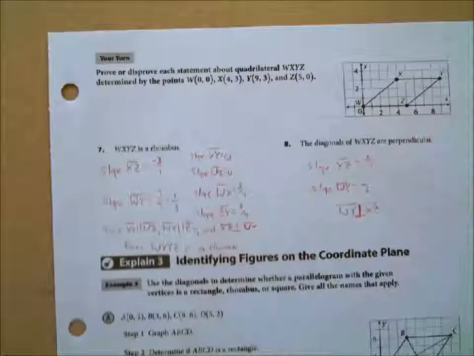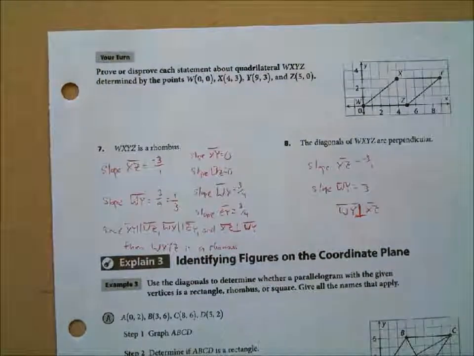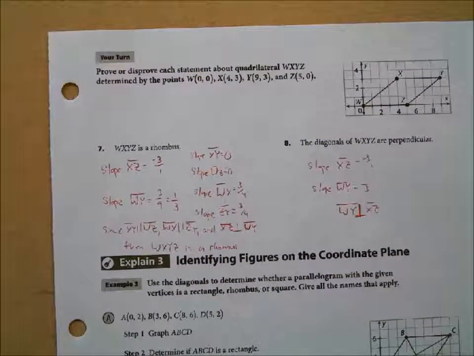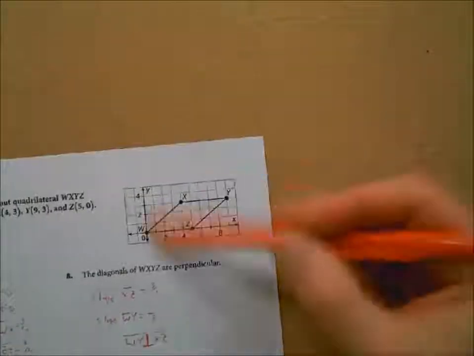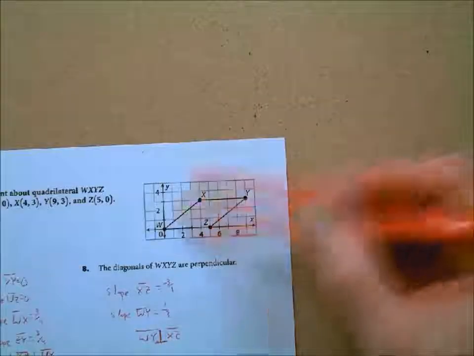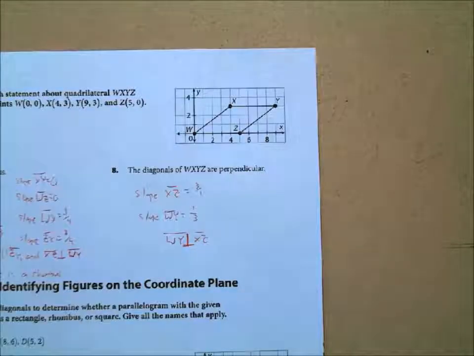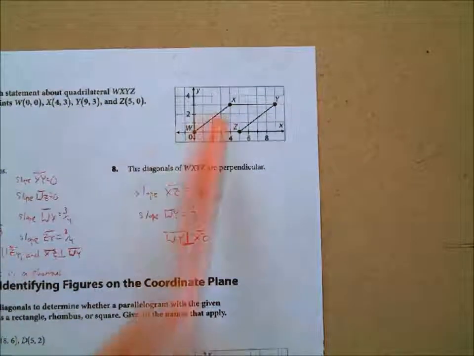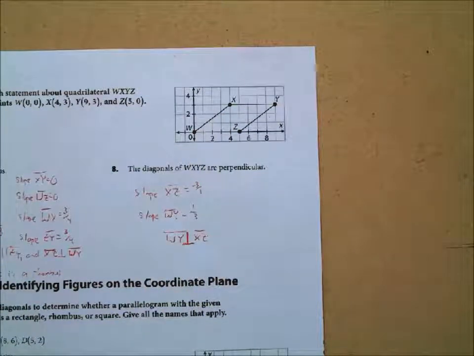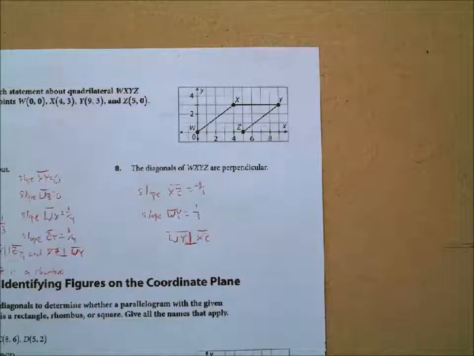And so then for number 7, we want to show all the slopes for our sides. We have parallel opposite sides, and we have perpendicular diagonals, and so then WXYZ is a rhombus. That's one way to go about showing that. Okay. How can we use the distance formula to show that this thing is a rhombus? What would we want to do for that? Jenny, you have an idea?